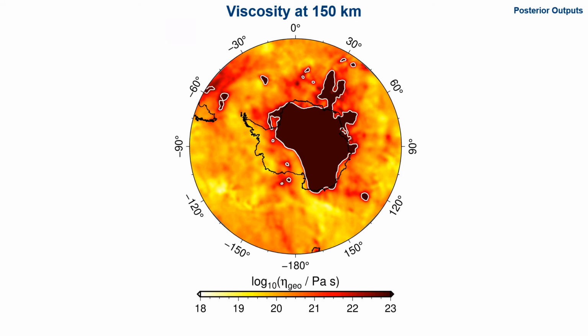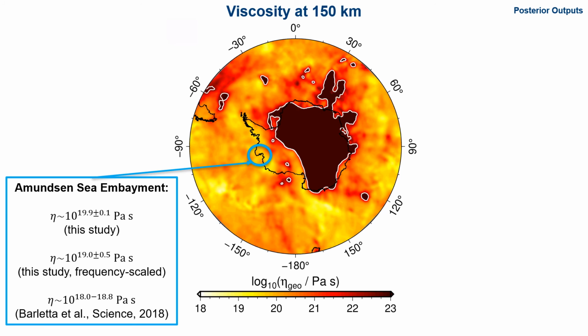Looking at the Amundsen Sea embayment, we find a steady state viscosity of 10^19.9 plus or minus 0.1 Pascal seconds in the shallow upper mantle. This is over an order of magnitude larger than that predicted by Barletta et al. from satellite GPS. And if physical, this would suggest bedrock topography responds less quickly than expected to ice mass loss, indicating a more unstable West Antarctic ice sheet.